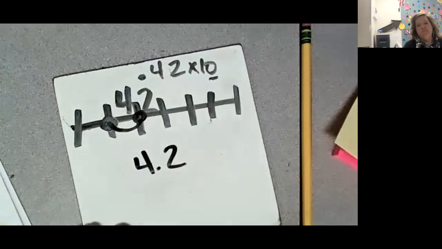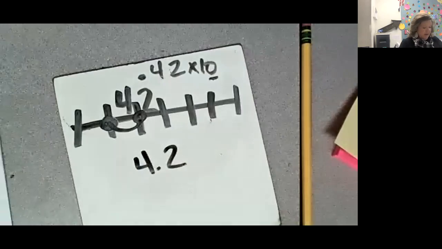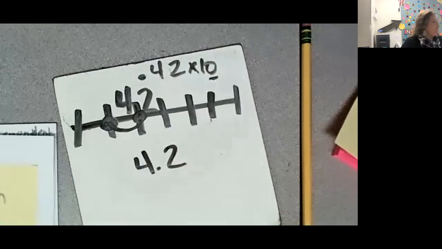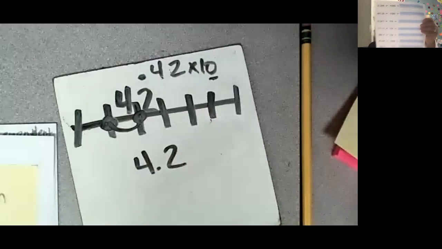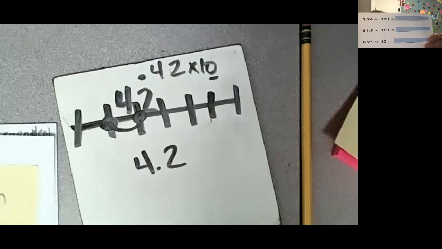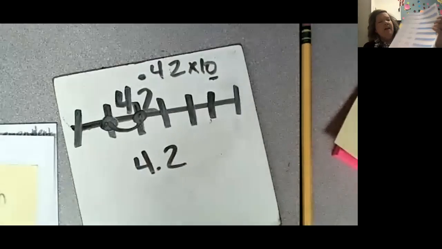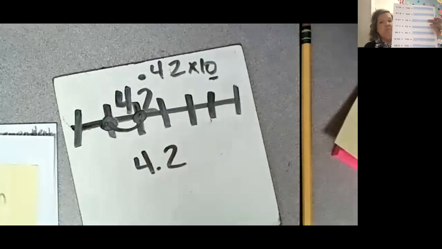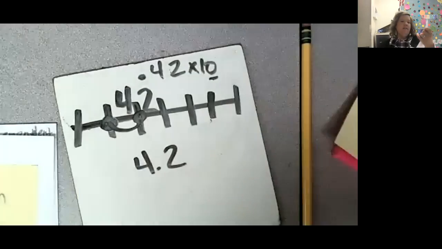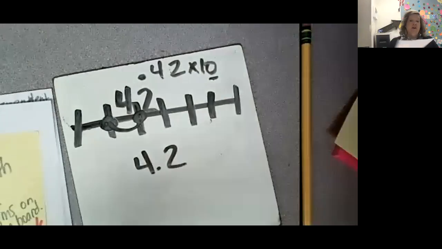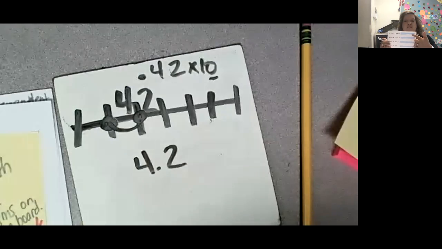All right, so you will have a paper that looks like this, 2.24 times 100, right? So what I would like for you, please, is to do these problems, showing me all of your work. I want to see those grids written on here. I want to see the overs where you're showing me that you're moving your decimal point. And then I want to see your final answer circled so that I know it's yours.